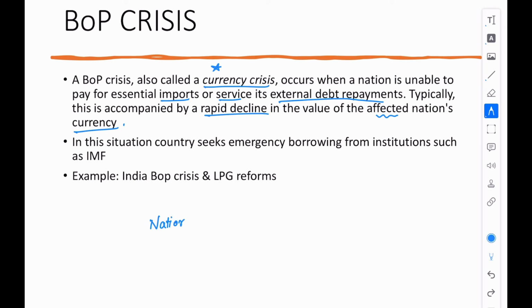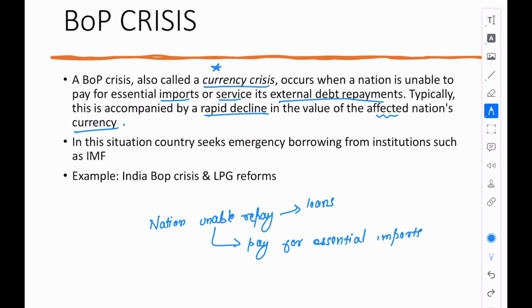Nation is unable to repay what? The loans, and it is unable to pay for essential imports. Plus, what is happening? Decline in currency's value. Understood? This scenario is called the BOP crisis scenario. I hope it is easy now.